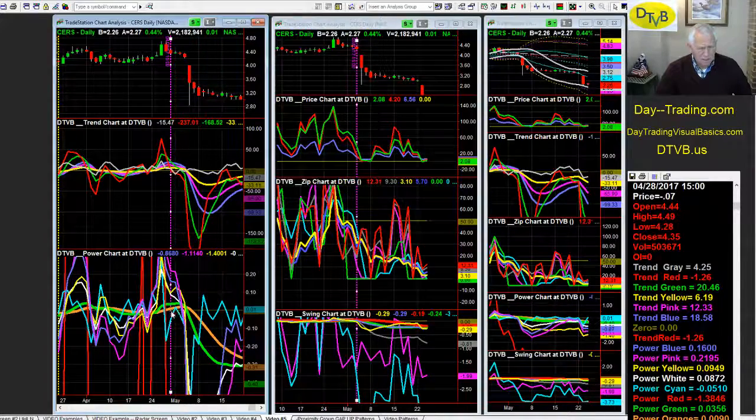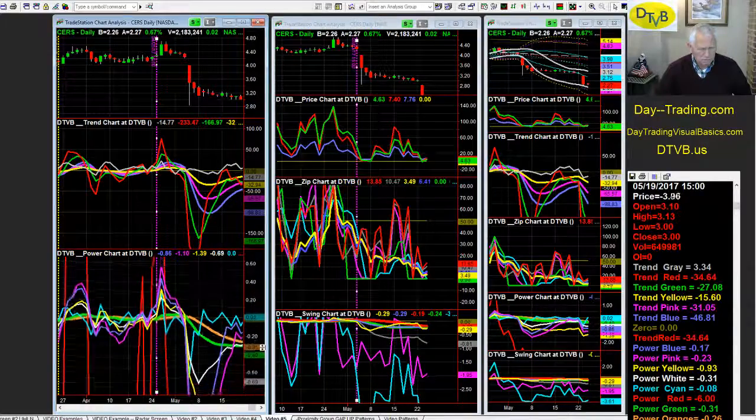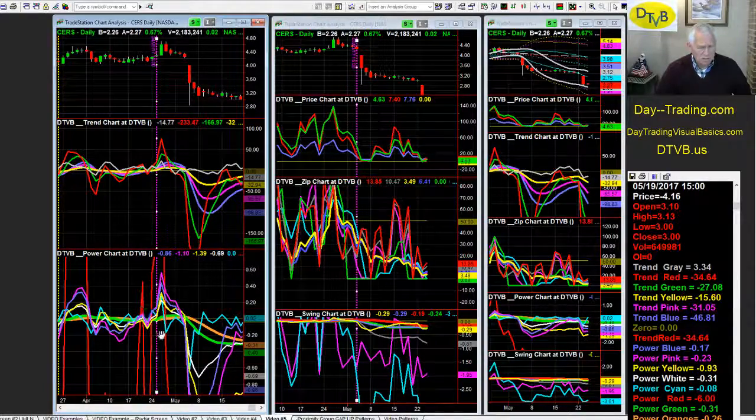But in this particular case, the power 4 that you're looking at are not on the left side of the peak. In other words, you need to be looking for an uptrend over here.